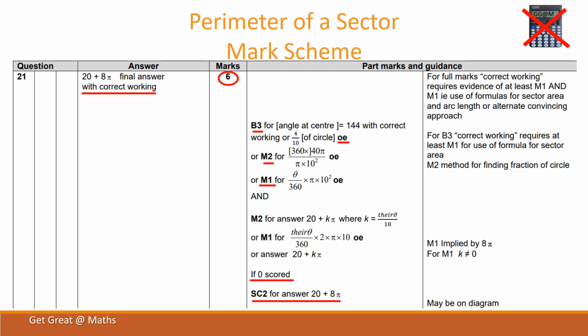Now, if you manage to write down an answer of 20 plus 8 pi without any working, you've done really well. And the mark scheme said that, well, the question said you had to show correct working. And if you didn't put any working down, you can only get a maximum of 2 marks. So well done if you managed to get those 2 marks without any working. It does say it may be implied on the diagram. So if you put values in on the diagram, then you can work things out using the diagram.